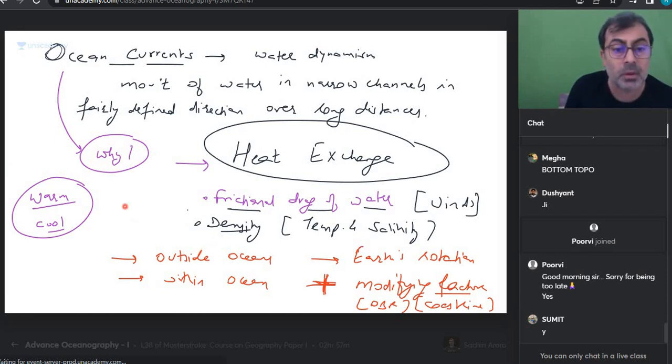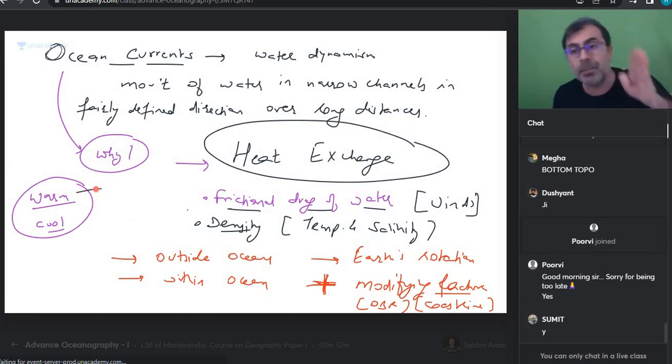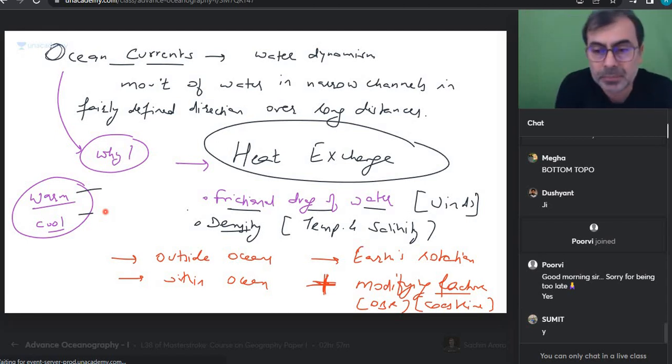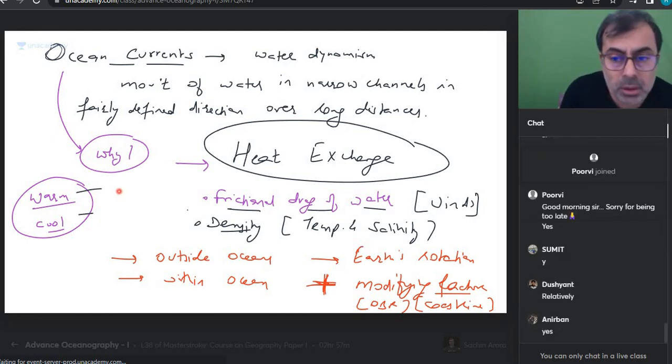What do I have here? Warm current means the water is warm compared to the surroundings. Cool current means the water is cold compared to the surroundings. So there is no absolute temperature at which a current will be called a warm current or a cool current. Do we get that? It's relative.